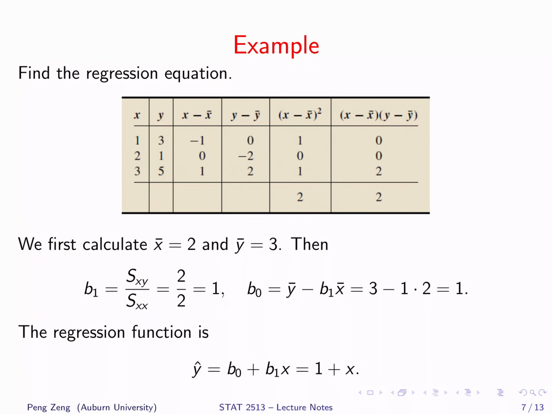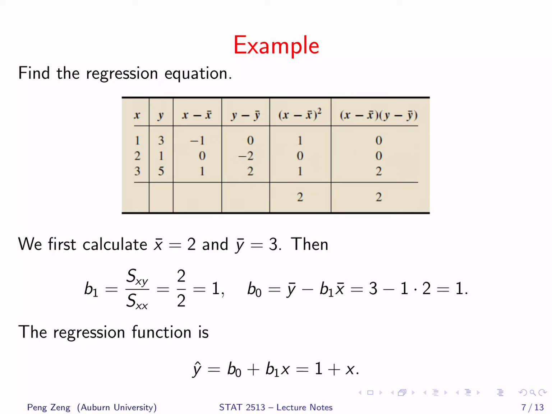Let's try to apply this formula to calculate the regression equation for this data with 3 observations. First, we can calculate the sample means: x bar equals 2 and y bar equals 3. The table calculates xi minus x bar and yi minus y bar for each observation. We then calculate Sxx and Sxy. The slope b1 is therefore Sxy divided by Sxx, which equals 1. The y-intercept is y bar minus b1 times x bar, which equals 1. Therefore, the regression function is y hat equals 1 plus x.